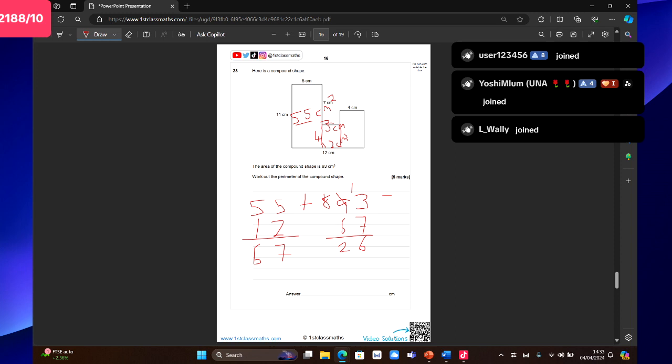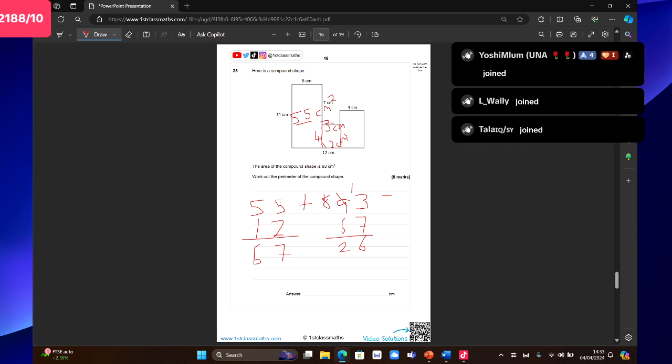This is 4, and this is 3, so it's going to be 12. So the area of this is going to be 26 centimeters squared. To work out this side length, I'm going to do 26 divided by 4. That's going to be 6.5 centimeters for this side length here. To work out this side length now, I'm going to work out the difference between 4 and 6.5.